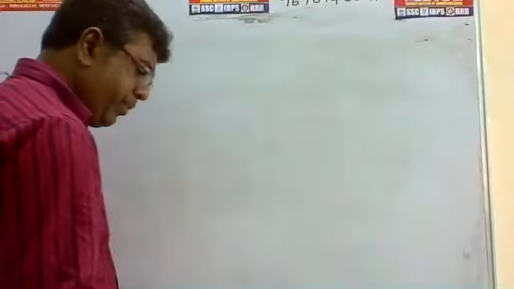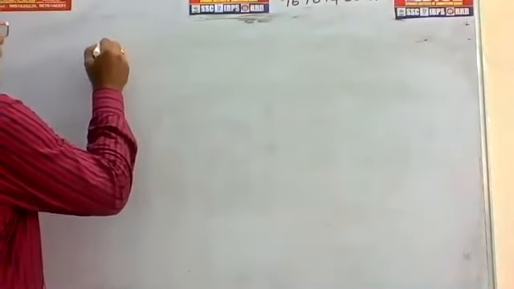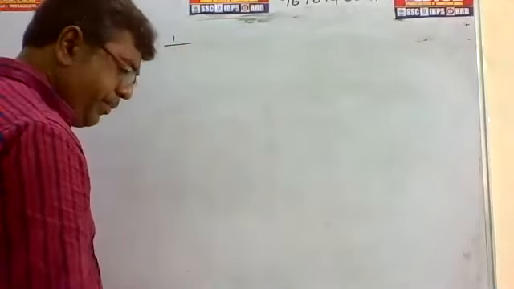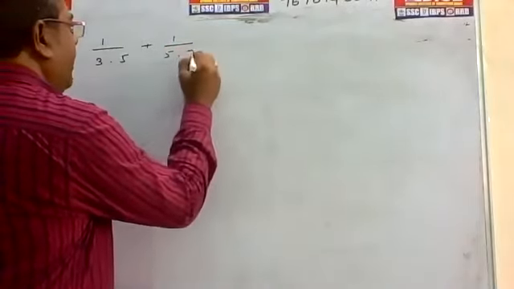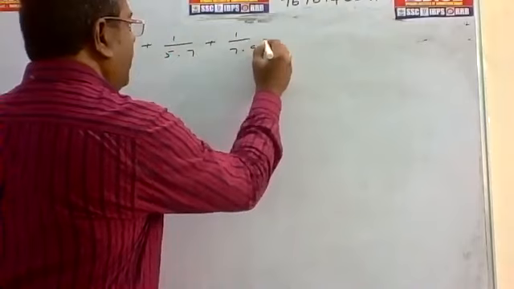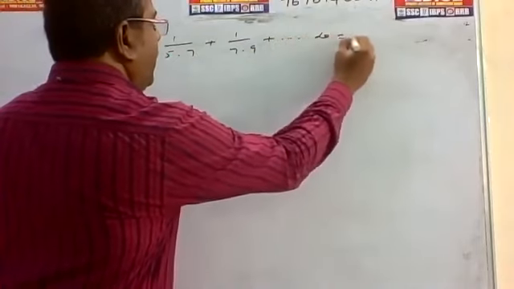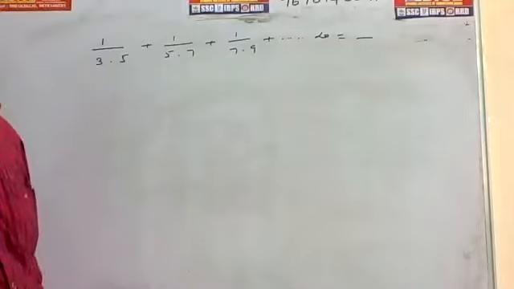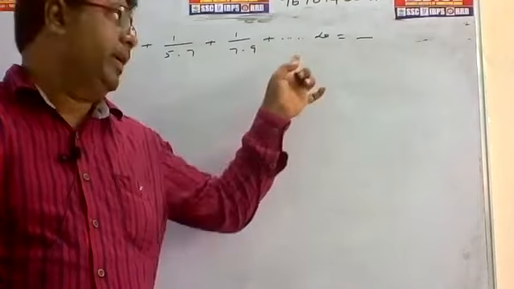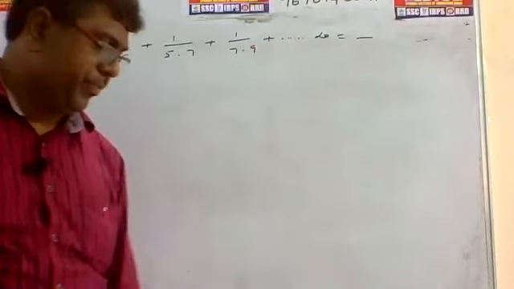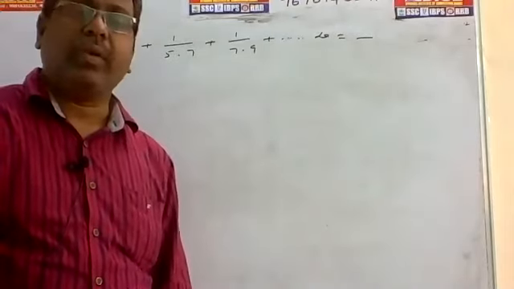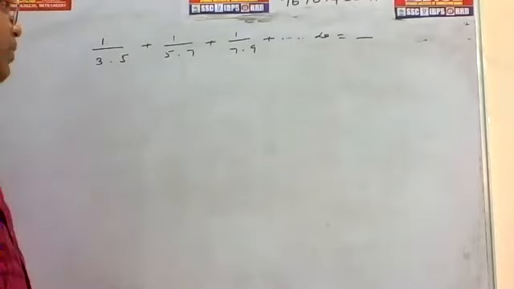Next one. 1 by 3 into 5 plus 1 by 5 into 7 plus 1 by 7 into 9, so on to infinity, is equal to dash. The previous problem is over, now there is some change. So on to infinity is there. So for this, what is the formula?